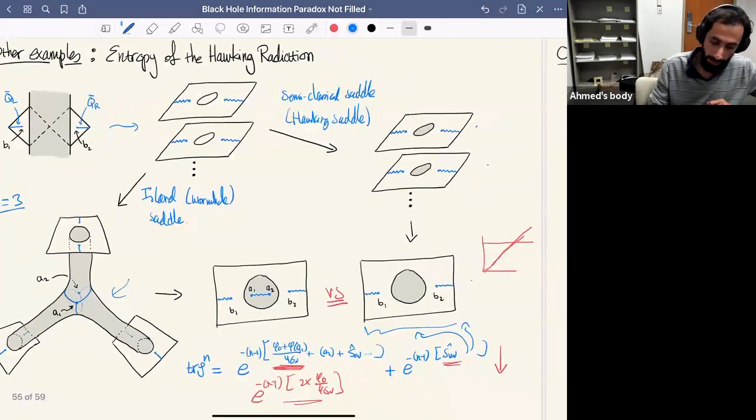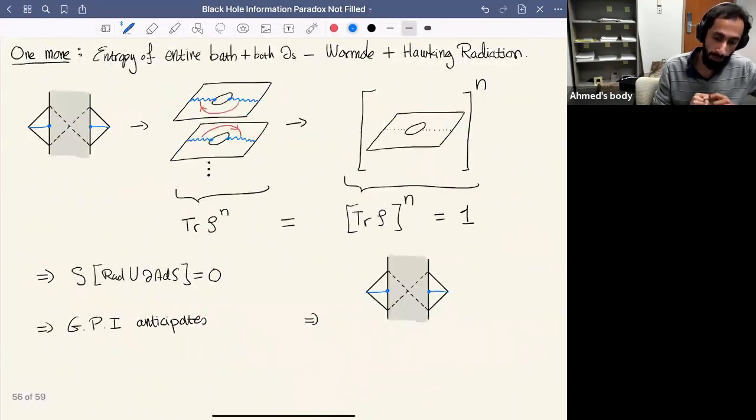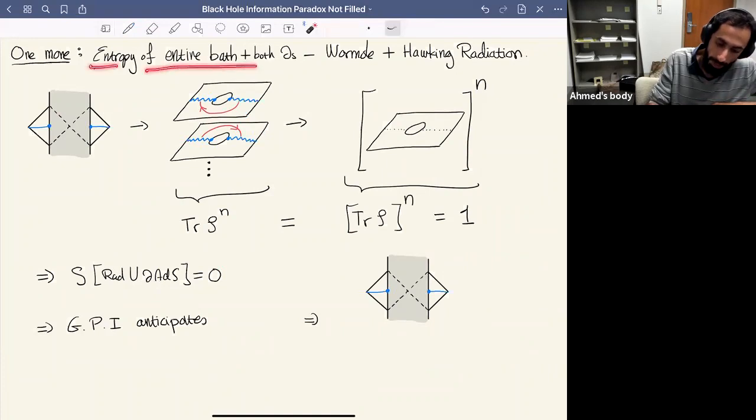Okay, the last example is probably the easiest one, which maybe I should have started with, is the entropy of the entire bath, including both AdS boundaries. So from one perspective, this is the total entropy of the union, or the entropy of the union of the wormhole and the Hawking radiation. So we're considering the entropy of this region, union this region. Clearly in the semi-classical description, this thing is not the entire system. There's all of this part.